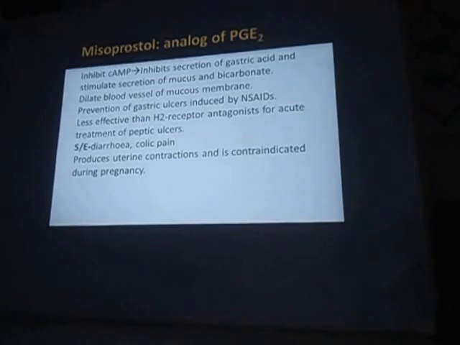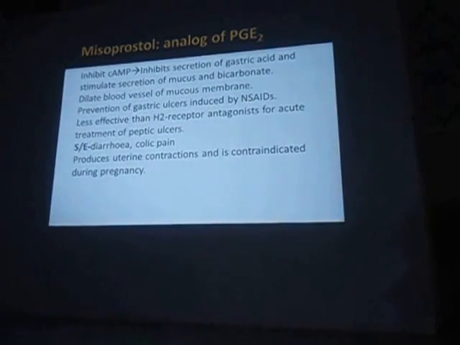NSAIDs act by... what happens with COX-1 inhibition in the GIT? With COX-1 inhibition, prostaglandin, prostacyclin mediated gastric acid production is decreased. Prostaglandins are the natural protectors of the gastric mucosa. So they are directly acting against the action of these NSAIDs. So that's why it is helpful there.